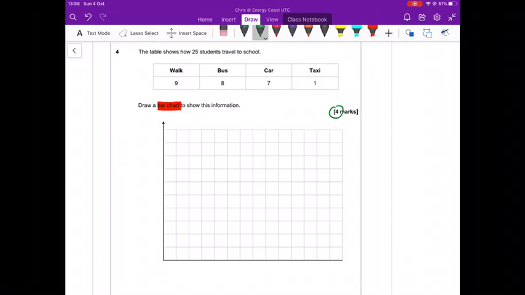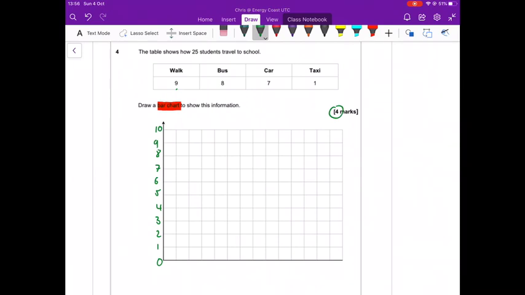What do we need to do first? Well, I know the highest number is 9. I'm going to work out my scale. I'm going to write 0 in the corner here, and I'm going to go 1, 2, can I fit it on? 1, 2, 3, 4, 5, 6, 7, 8, 9, 10. Yes, I can. If not, I'd have to go up in 2s.